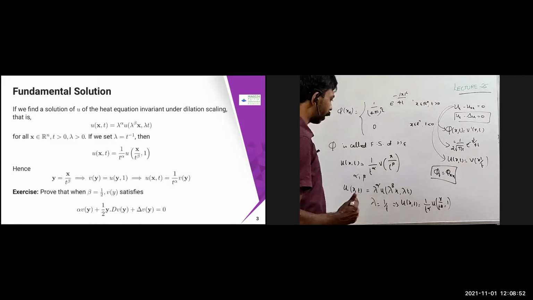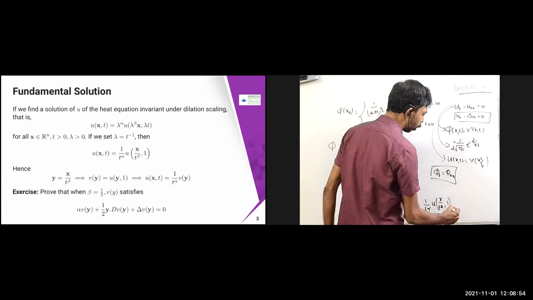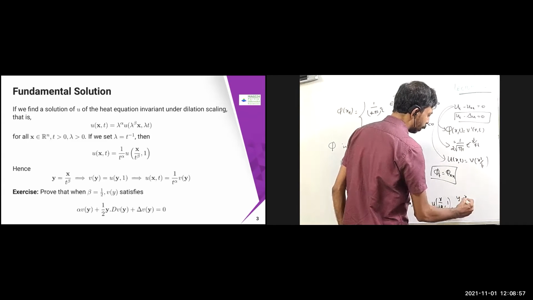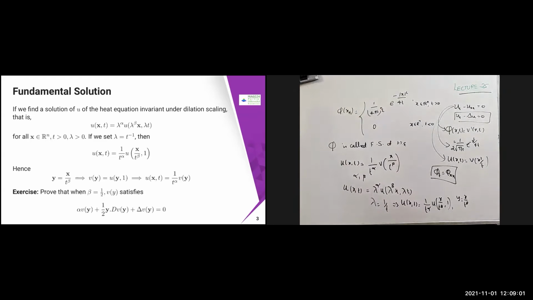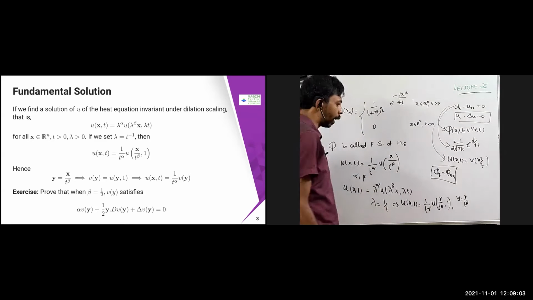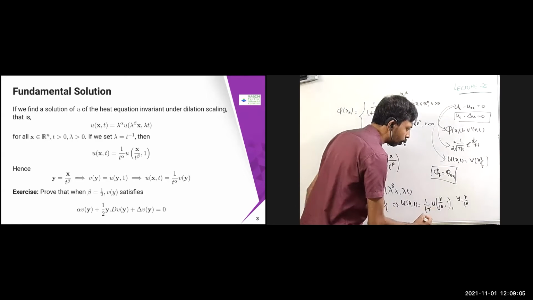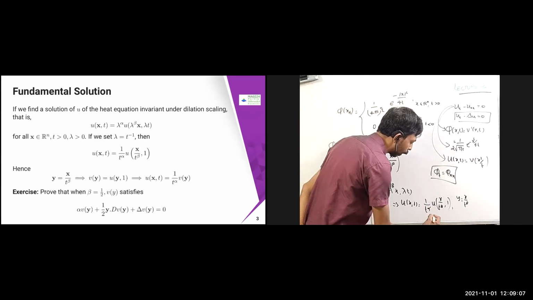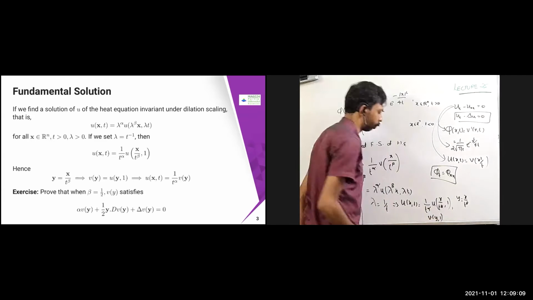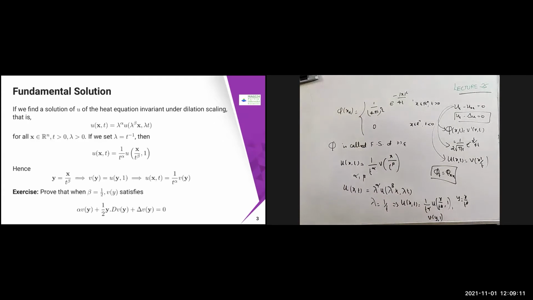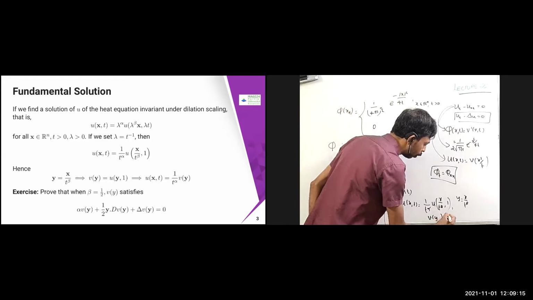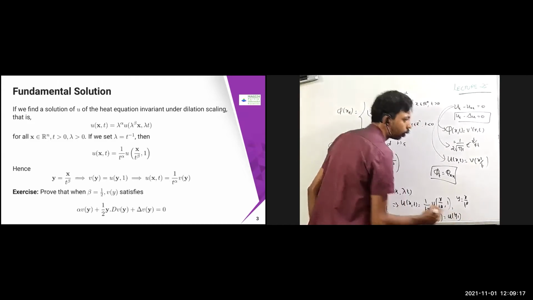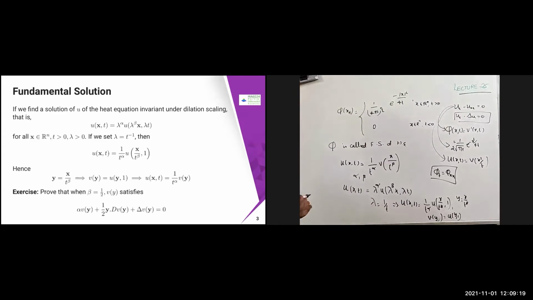So I'm just keeping another substitution, y equal to x by t power beta. Then u of x by t power beta comma 1, I can write as v of y. I'm just going to write v of y as u of y comma 1. Okay, v of y is going to become like u of y comma 1, a particular case.